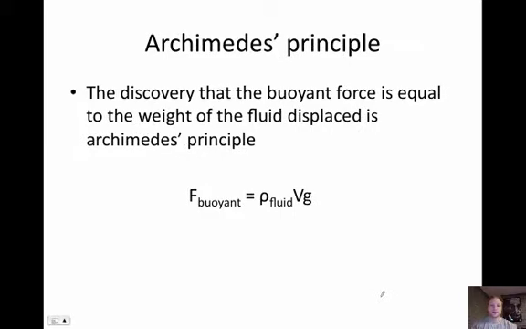So Archimedes was actually the guy who discovered this, and that's why it's called his principle. He was the one who discovered this buoyant force, and his discovery is called Archimedes' principle. As I mentioned in the previous slide, the weight of the fluid displaced is the buoyant force. So again, that formula is kind of important to know.